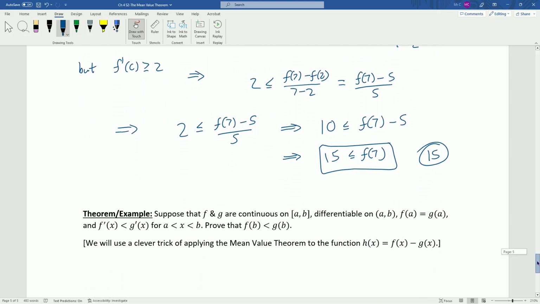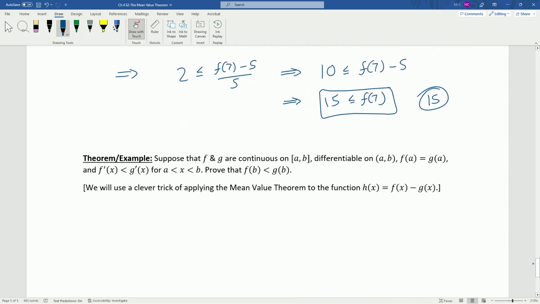All right, now this is really our last example, and this is kind of a theorem as well. So suppose that f and g are continuous on an interval from a to b, differentiable on the open interval from a to b, f of a equals g of a, and f prime of x is less than g prime of x for x on the interval from a to b. Prove that f of b is less than g of b.